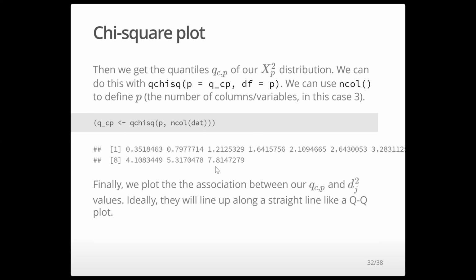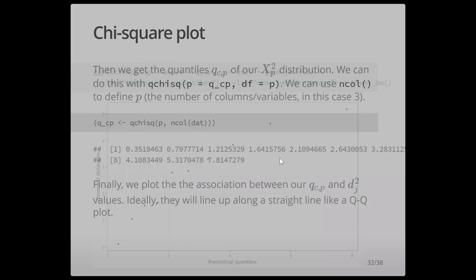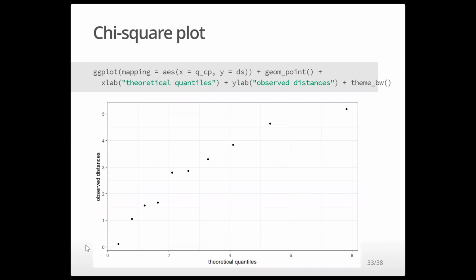And in theory, these should be highly correlated with our d-squared values, our distances. Ideally, they'll line up along a straight line, just like the QQ plot. And so here's our result. You see this looks a little funky and curved. Again, this is going to misbehave sometimes, especially in small samples, but even this isn't too bad. Kind of looks like it's not too far off from a straight line. If it was a QQ plot, we'd be a little worried, but again, because it's a chi-square plot and it's a small sample, we're not that worried.